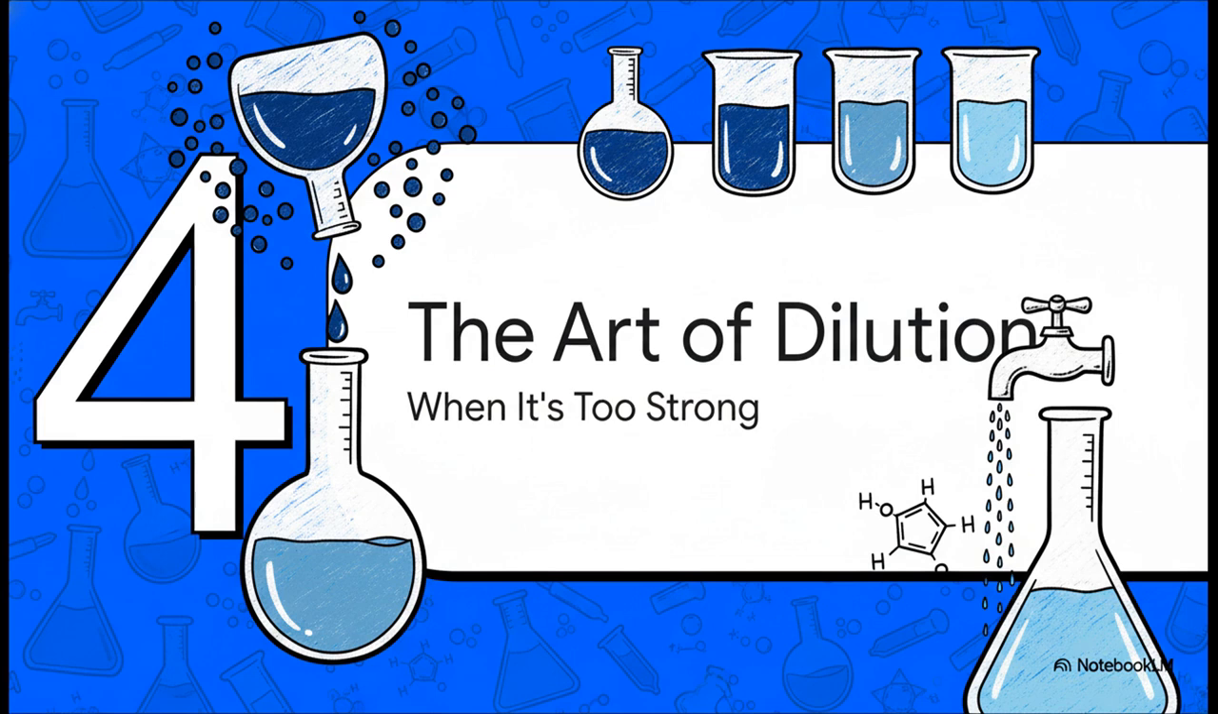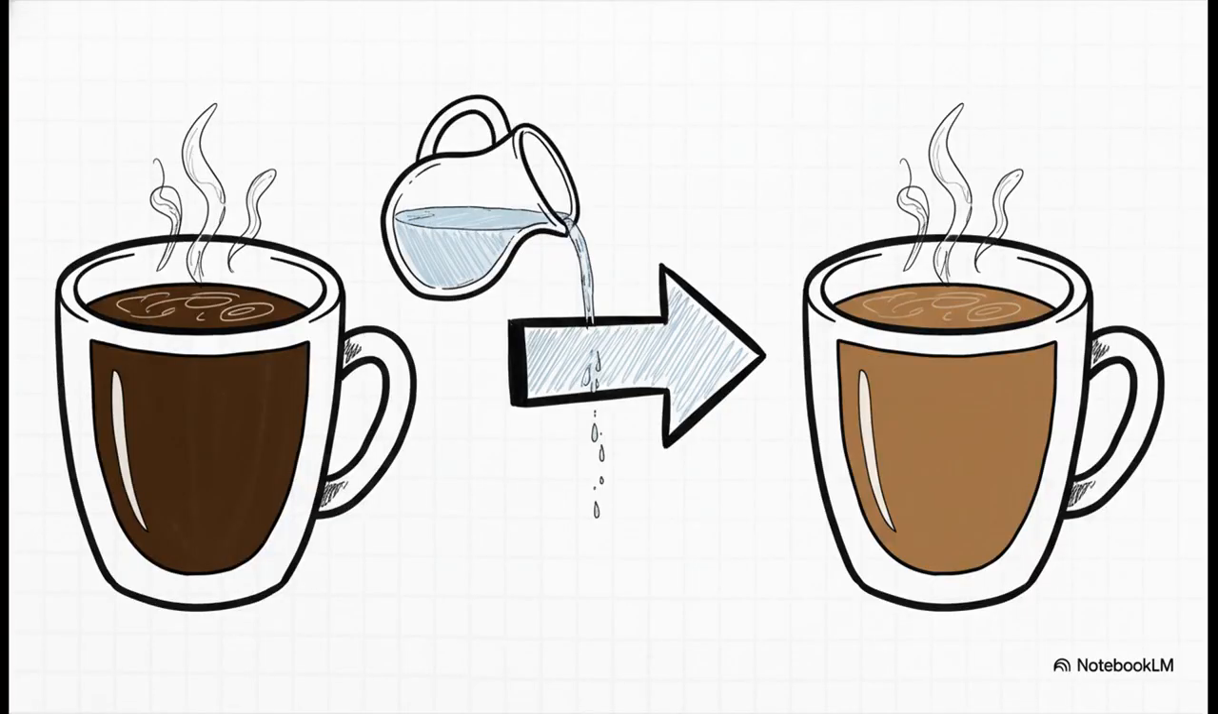Okay, great. We can make a solution from scratch. But what if you have a solution that's already made, but it's just way too strong? Well, you don't throw it out. You use the elegant art of dilution. And dilution is exactly what it sounds like. We've all done this. Think about making coffee, and it comes out way too strong, almost syrupy. What do you do? You add a little more hot water, the solvent, to weaken it until it's just right. It's the exact same idea in a chemistry lab, just with a bit more precision.